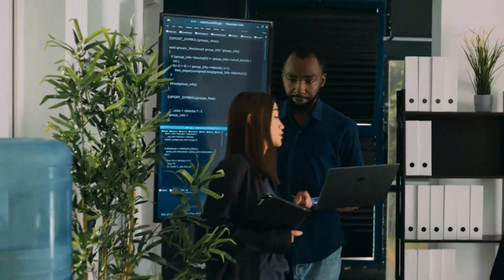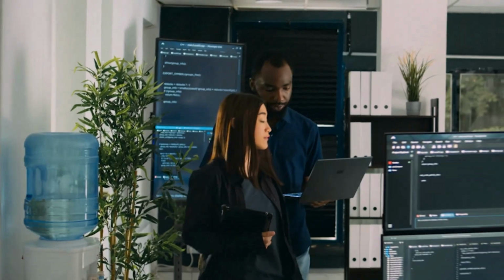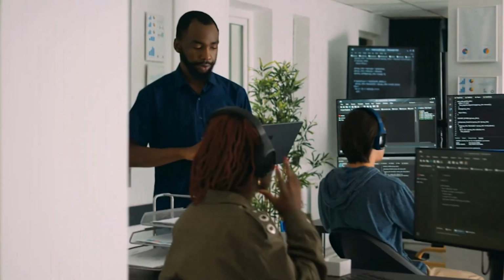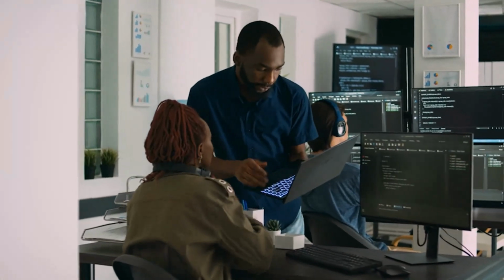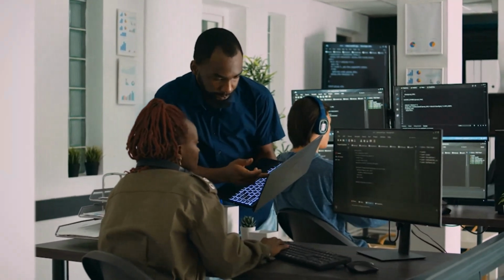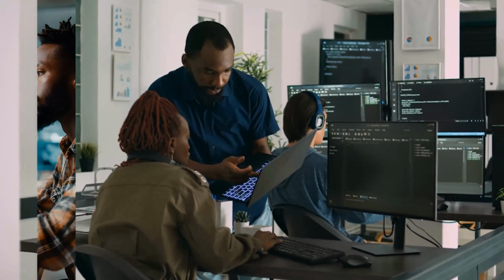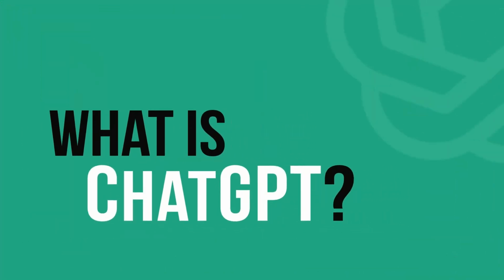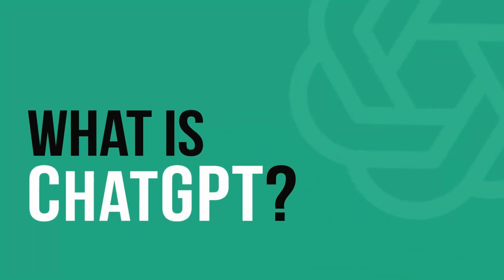In today's workplace, clear communication and efficient workflows are essential. When used thoughtfully, AI tools can support productivity, streamline routine tasks, and assist with problem solving. ChatGPT is one of these tools that is used in many professional environments. Let's start by understanding what ChatGPT is.